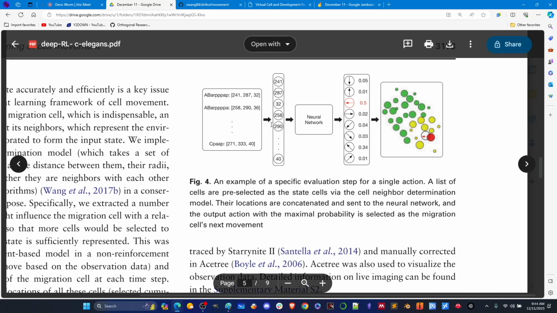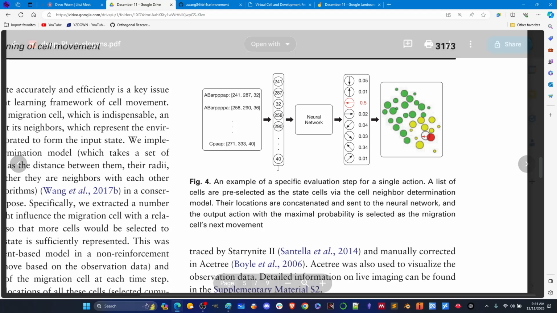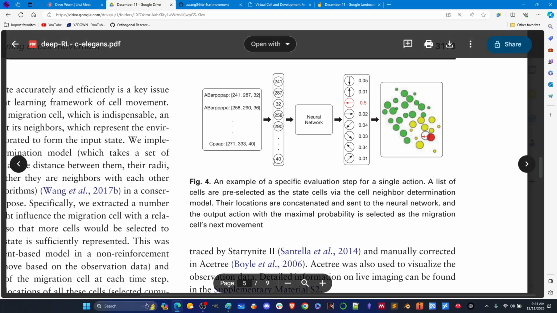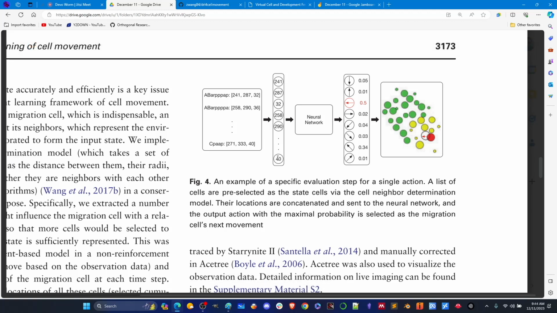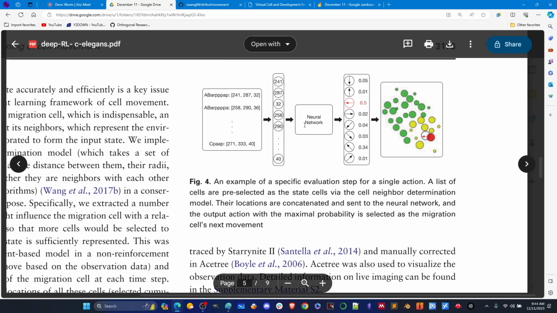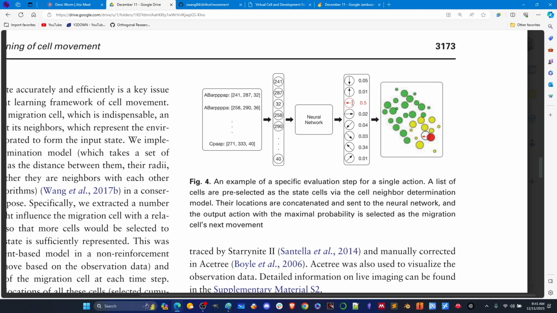So these are the neighbors here, kind of lined up in this row. It's like the 1-dimensional row of neighbors here. Their locations are concatenated, so you might select a number of 1-dimensional rows where you might have the X coordinates, the Y coordinates, and the Z coordinates, and the neighbors in those dimensions. And then their locations are concatenated and sent to the neural network, which is here. And the output action with the maximal probability is selected as the migration cell's next movement. So this is the movement direction, and this is, I guess, the probability, not the speed, but the probability that this is the right direction.